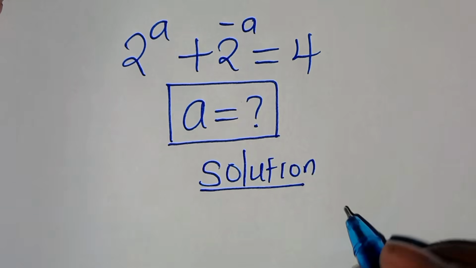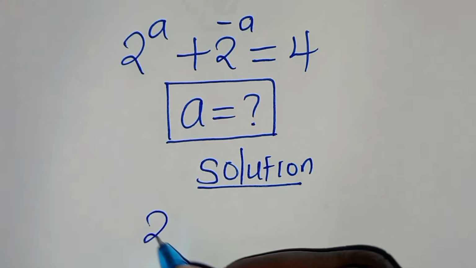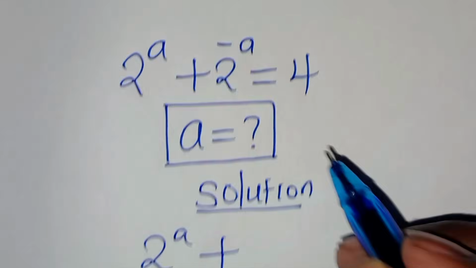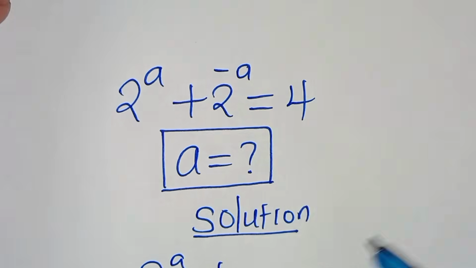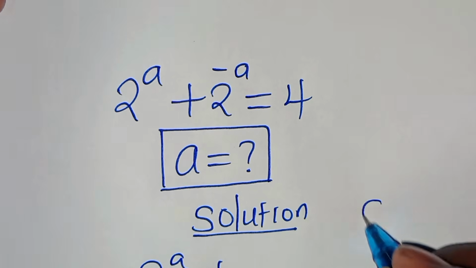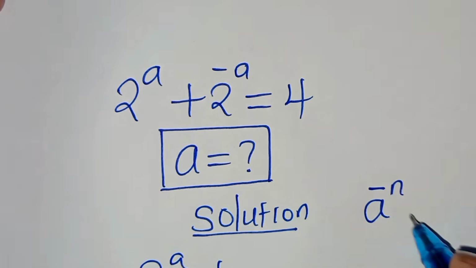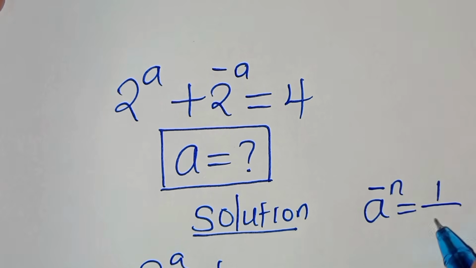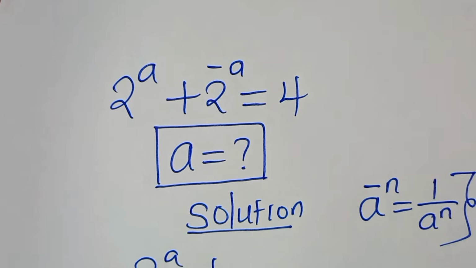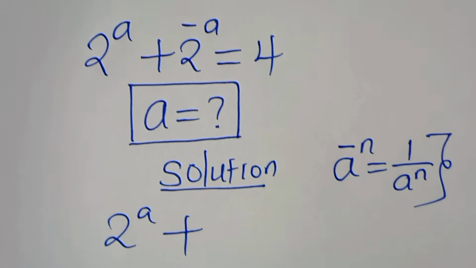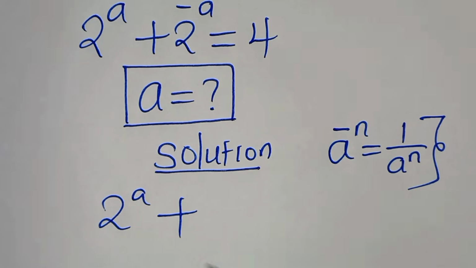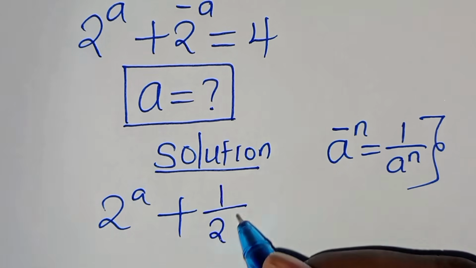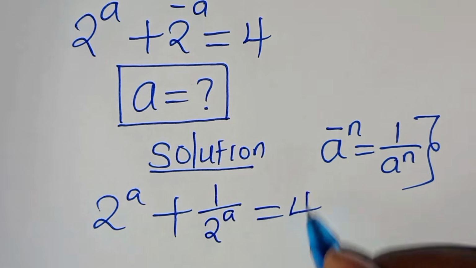Now we have that 2 to the power of a plus 2 to the power of minus a. Remember, this is in the form of a to the power of minus n. This can be expressed as 1 over a to the power of n. Applying this property, then we have 2 to the power of a plus 1 over 2 to the power of a. This is equal to 4.